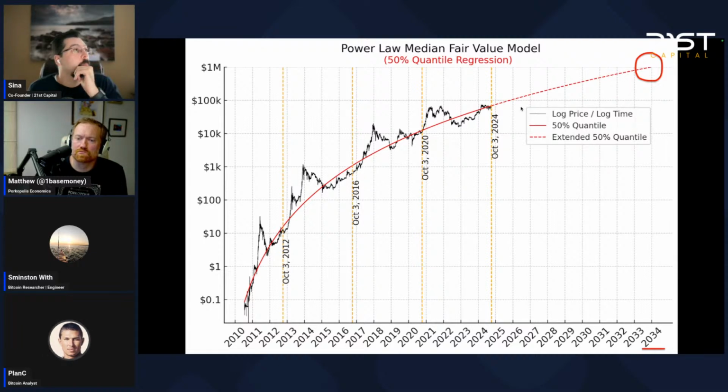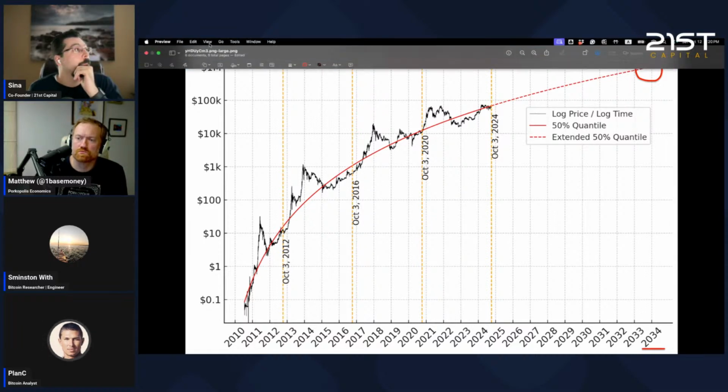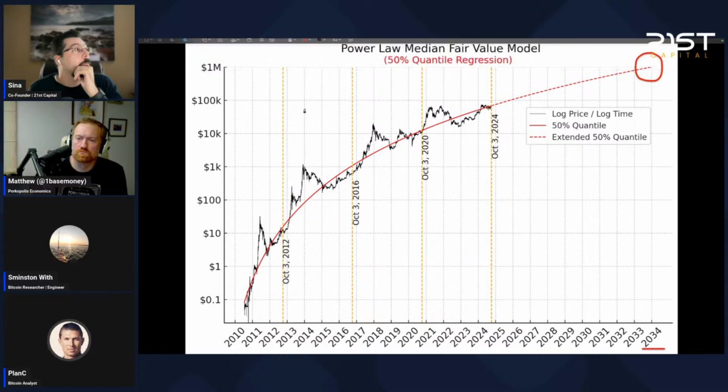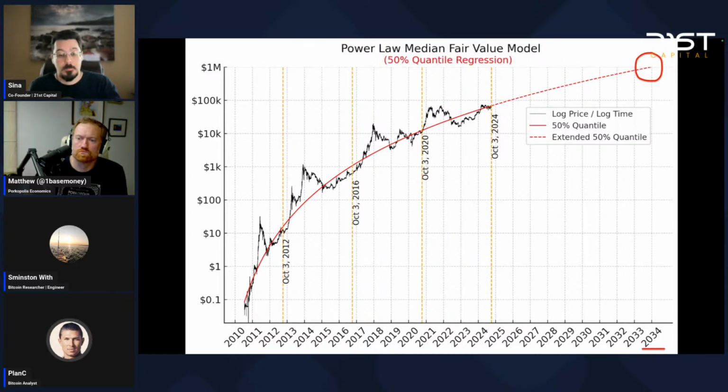If you look at where we were, we were still below that fair value red line in both the first two cycles. The last cycle, we were pretty much exactly where we are now. We were like 10% below it. So we're literally exactly where we're supposed to be.